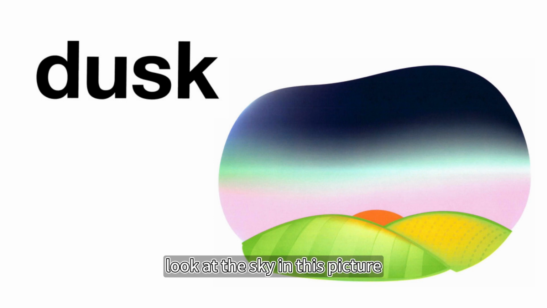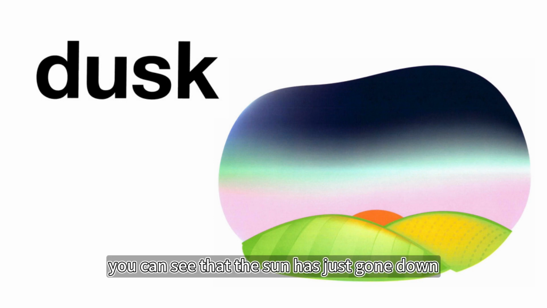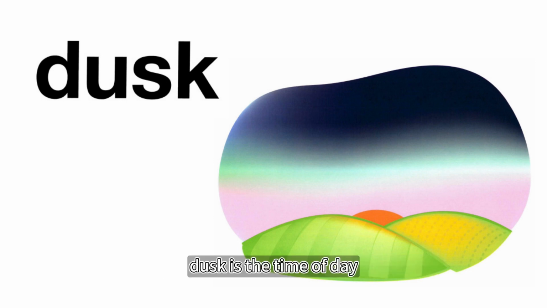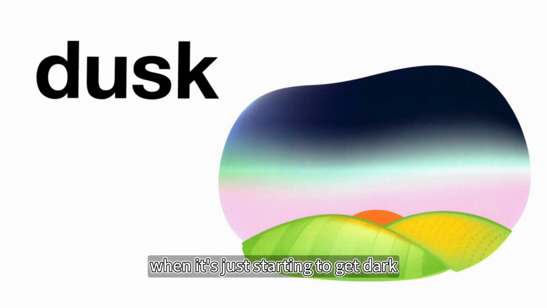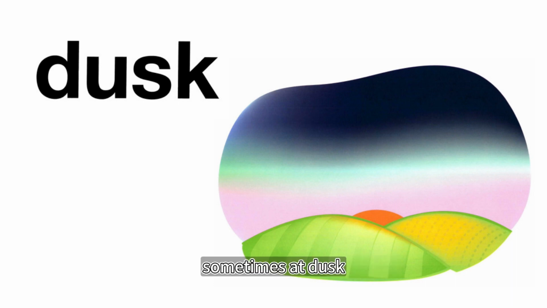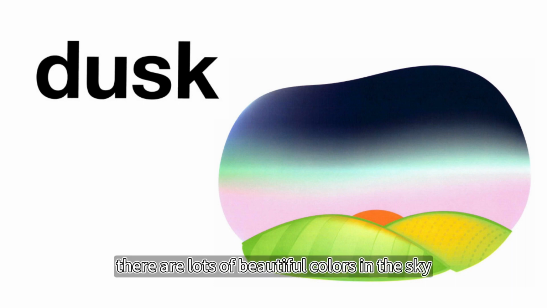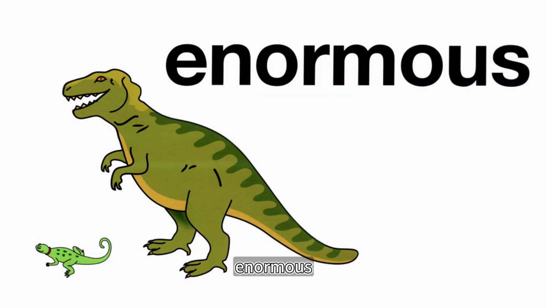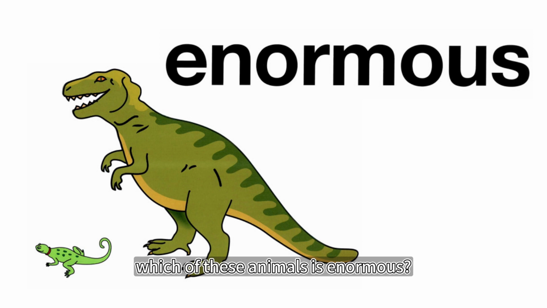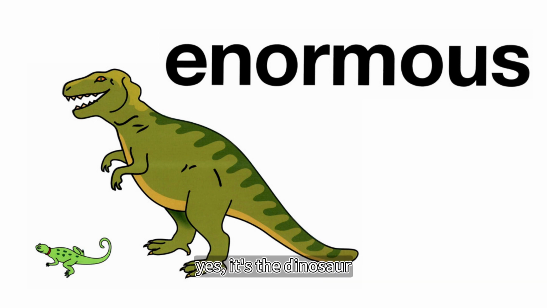Dusk. Look at the sky in this picture. You can see that the sun has just gone down. Dusk is the time of day when it's just starting to get dark. Sometimes at dusk there are lots of beautiful colors in the sky. Enormous. Enormous means very big. Which of these animals is enormous? Yes, it's the dinosaur. The lizard is tiny.